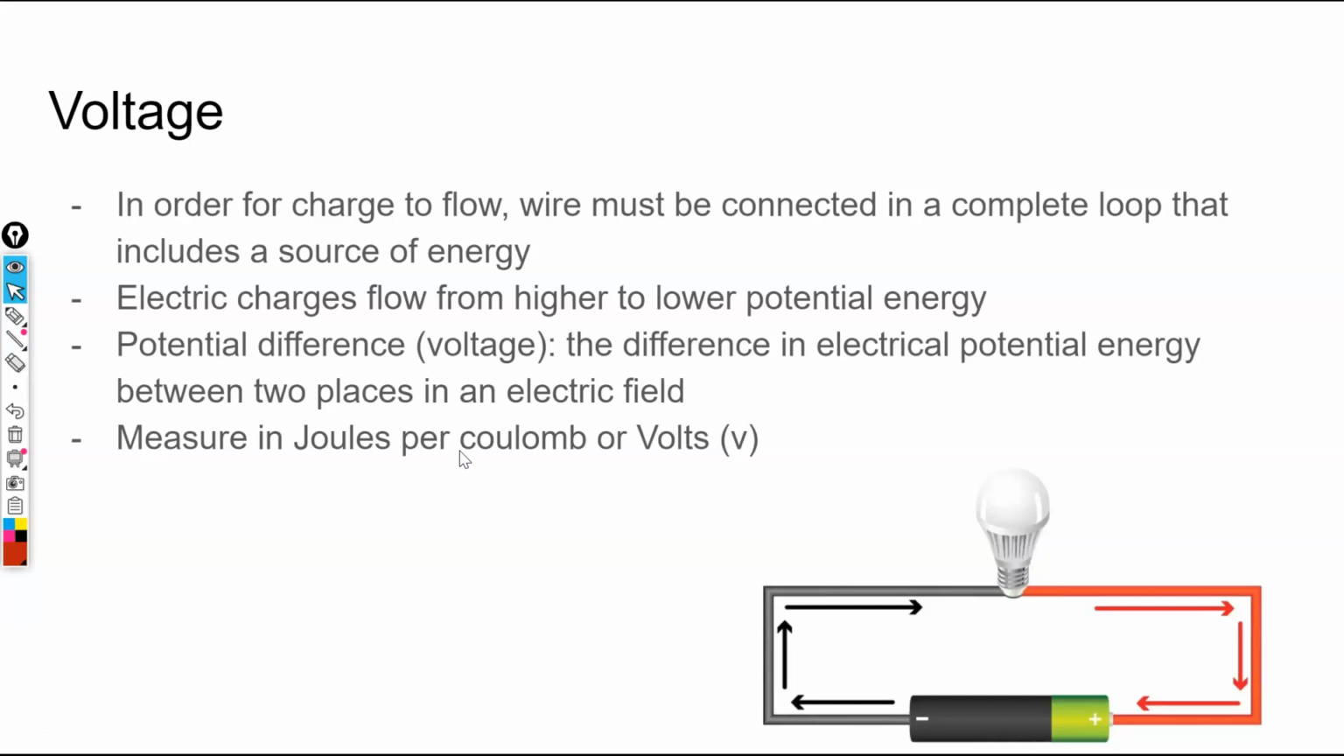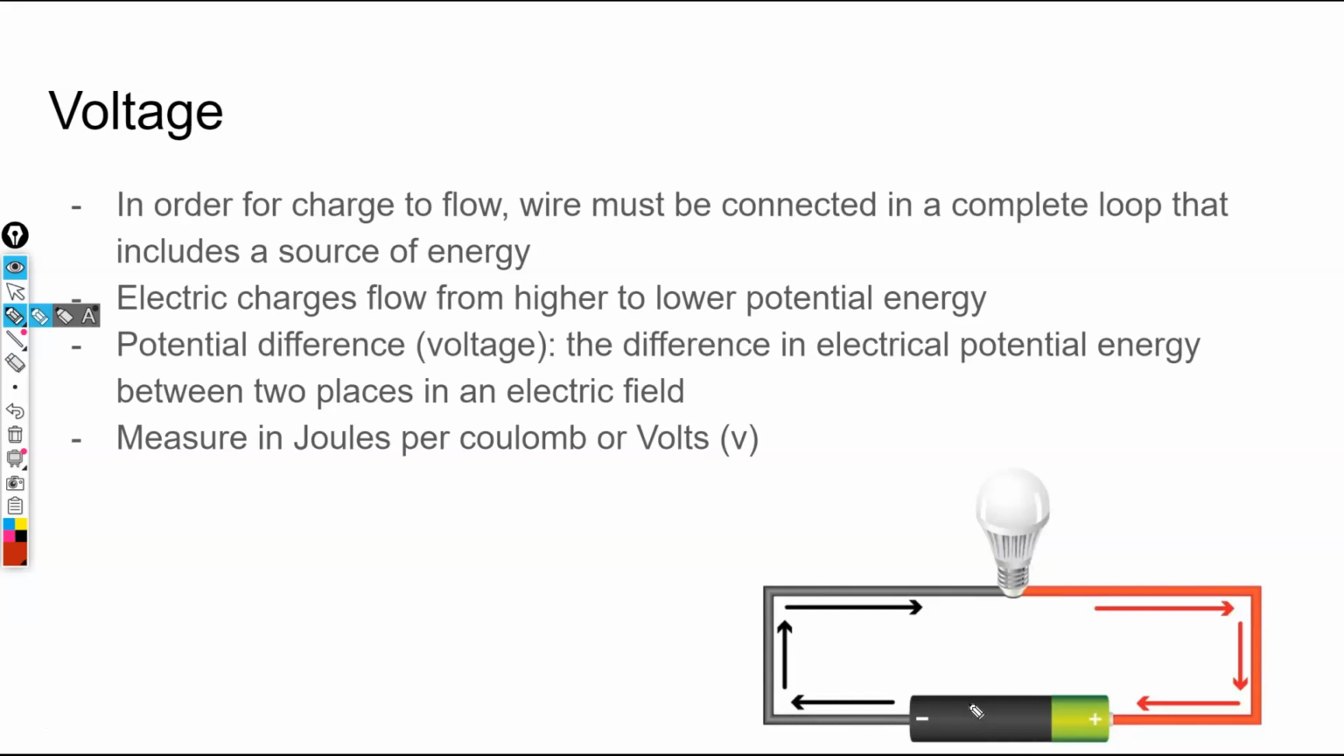But next, real quick, we'll talk about voltage, okay? This is what we usually measure when we talk about batteries. In order for charge to flow, a wire must be connected in a complete loop, like we mentioned before. So in this complete loop right over here, you see down below, that includes also a source of energy. In this case, the source of energy is a battery.